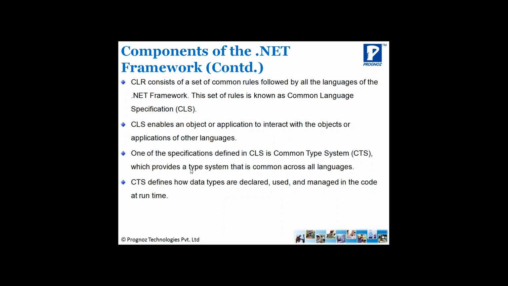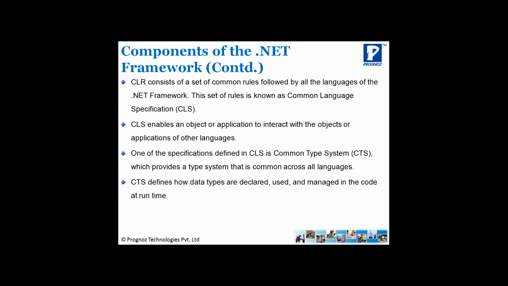One of the specifications defined in CLS is the common type system, which provides the type system that is common across all languages. When we are using different programming languages, every language has its own set of data types. When we are speaking about interoperation, for example, in VB, suppose I am using an integer, the keyword is Integer. In C#, the keyword is int.